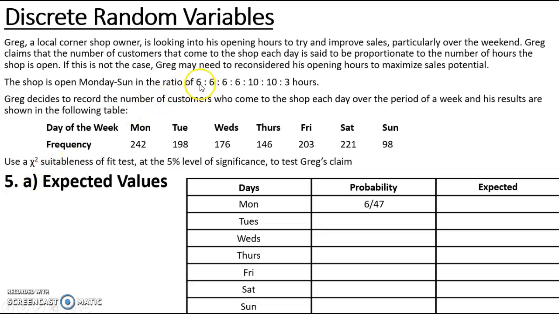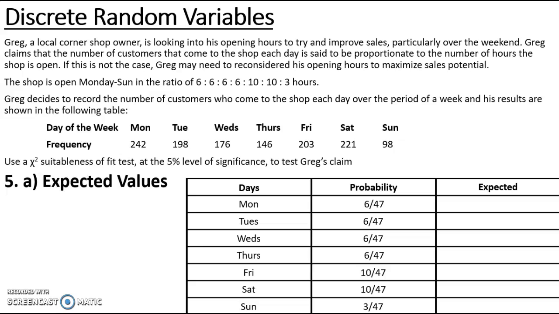So looking at the ratio here, Monday is 6 and 47 altogether is 6 out of 47. That's the same for Tuesday, Wednesday and Thursday. For Friday, that probability increases to 10 out of 47, as it does for Saturday. And finally for Sunday, it goes down to just 3 out of 47.